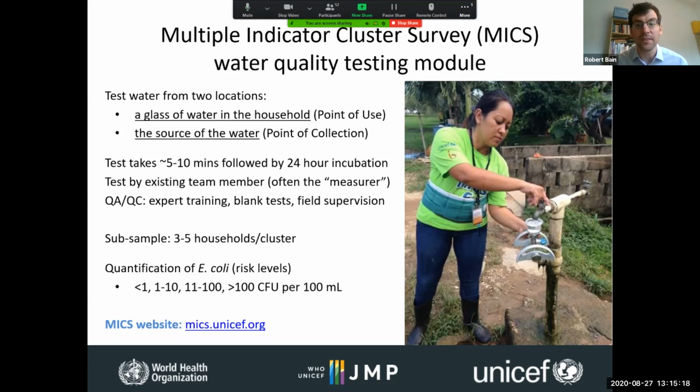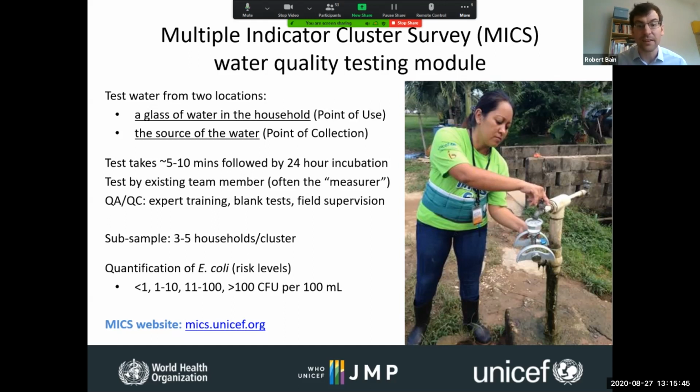Field teams often take samples from a subsample of the clusters in the household survey. So they might interview, say, 25 households in a village or in a cluster, but would only do water quality testing in 3 to 5 of those households. This reduces the work burden and ensures that you have a large enough sample to get representative results. And then those results can be grouped into risk levels, as we mentioned earlier.